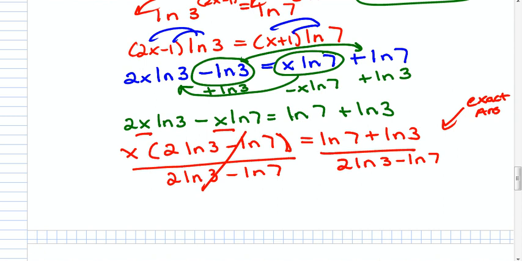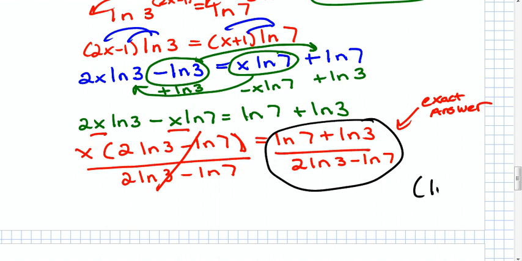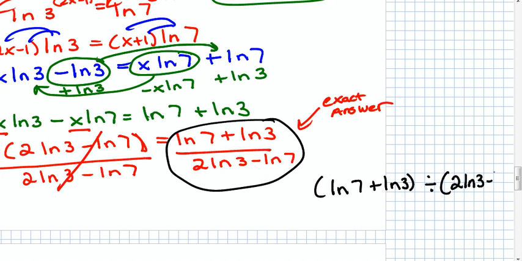So in your book, for the problems, it's going to ask you for an exact answer. So this would be your exact answer, all this good stuff here. That's your exact answer. But it's also going to ask you for a decimal answer. So you do need to type in your calculator, and you would have to put parentheses. So if I was typing it in my calculator, I would want to type it in basically like this, divided by parentheses 2 ln 3 minus ln 7, like that, in your calculator.